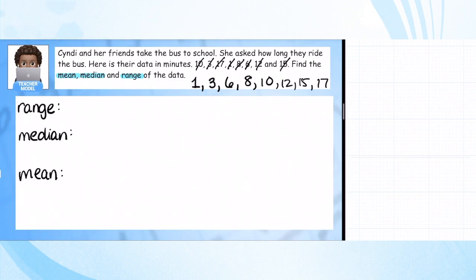And remember, range is the maximum minus your minimum value. So those are easy enough to identify. Our maximum value is 17 and our minimum is 1. So our range is 16. That means that's the span of our numbers. Our data spans across 16 different sets.